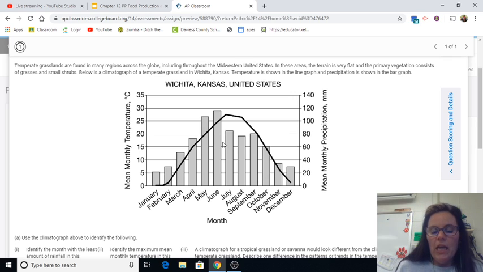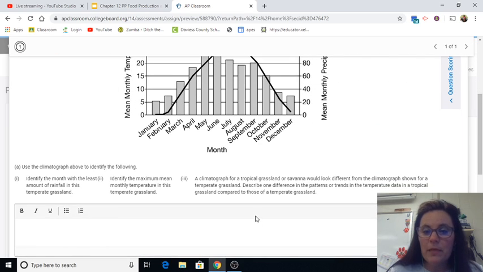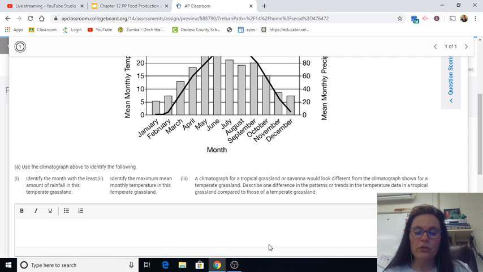And then for the third one, they wanted you to consider that a chromatogram for a tropical grassland savanna would look different than one describing a temperate grassland. So describe one difference in the patterns or trends in the temperature data in a tropical grassland compared to a temperate grassland.